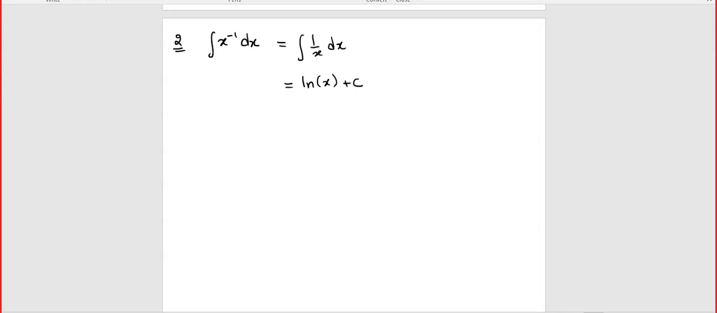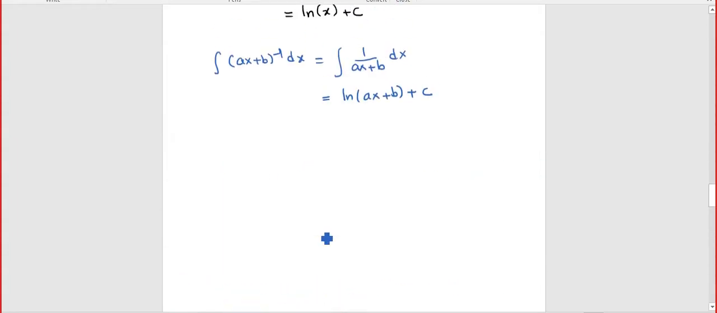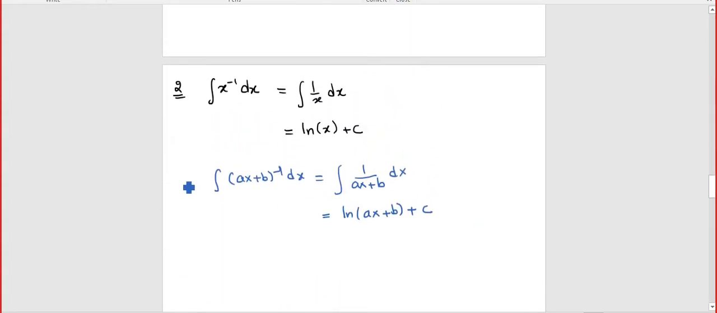Okay, the generalized form of this rule is the integration of (ax plus b) to the power minus 1 dx, or the integration of 1 over (ax plus b) dx. This is ln of (ax plus b) plus c, where a and b are constants. Again, you can prove this rule by using integration by substitution. Okay, that you will be studying later on.